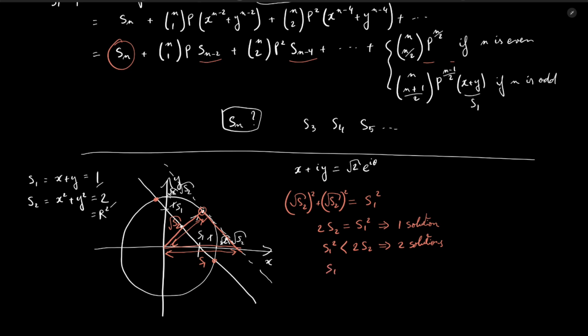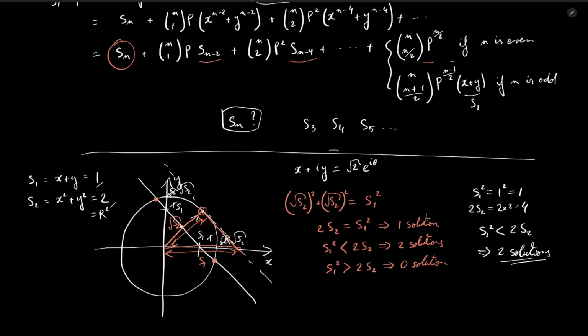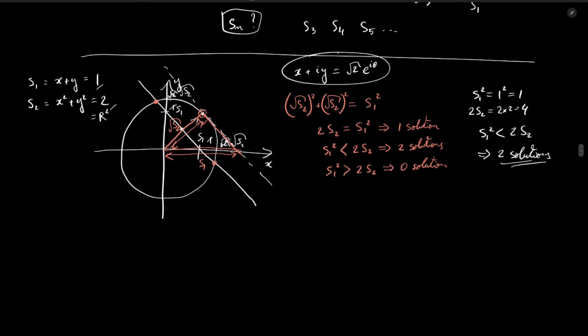And when S1 squared is strictly greater than 2S2, then there is no solution. So in our current case study, we have S1 squared equal to 1 squared, which is equal to 1, and 2S2 equal to 2 multiplied by 2, which is 4. So in that particular case, it is obvious that S1 squared is strictly lower than 2S2. So we do have two solutions in that case that we are going to calculate. So let's try to find the values of x and y for these two solutions.